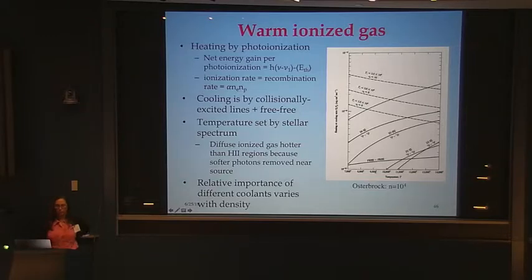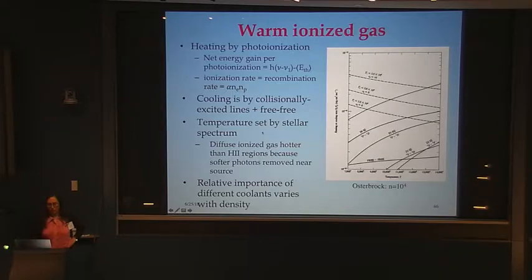Okay, so what about the warm ionized gas? So this is for different stellar temperatures. Again, you're balancing heating with cooling. And depending on the stellar spectrum, you can have different temperatures. Basically, you have higher temperatures where the radiation field is harder, because there's more excess energy in the photoions you create than in the electrons which recombine.